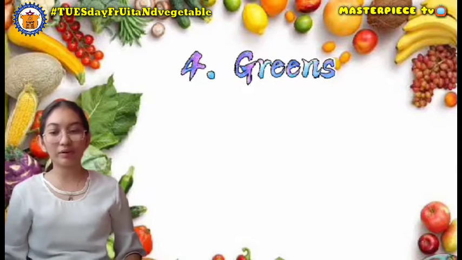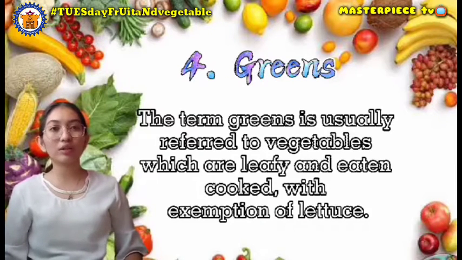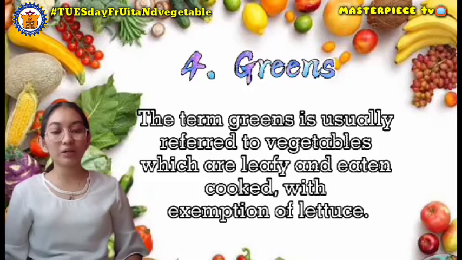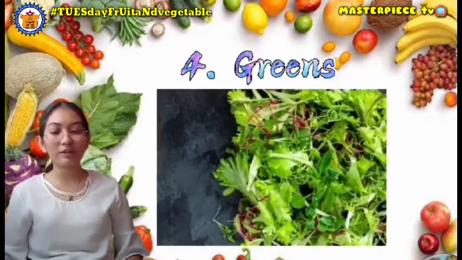Fourth category will be greens. The term greens is usually referred to vegetables which are leafy and eaten cooked, with the exception of lettuce. Most of the greens are mildly spiced and slightly strong in flavors. Examples are spinach, watercress, and radicchio.